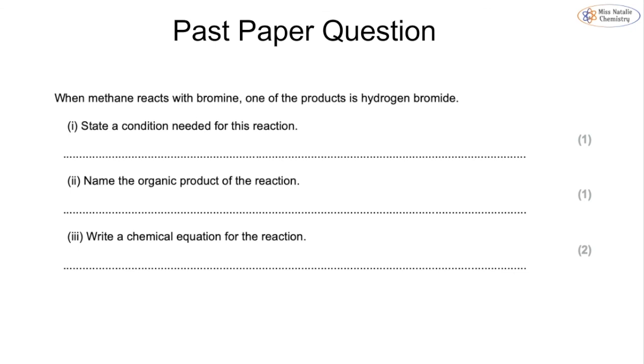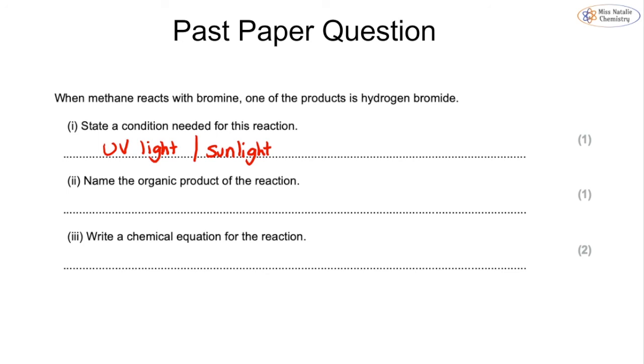Now this question is looking at the substitution reaction. So when methane reacts with bromine, one of the products is hydrogen bromide. As I mentioned, state the condition. It's always a key question. We need UV light. They will also accept sunlight as an answer. It's nothing to do with the temperature, so don't talk about it needing to be hot. It's not to do with the heat, it's to do with the UV light itself.